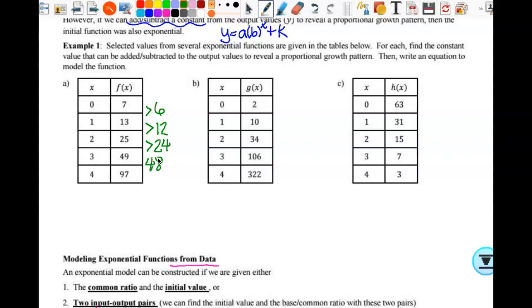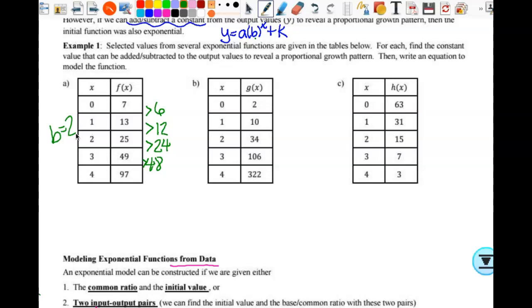Now, do we see a proportional change? Yes. 12 divided by 6 is 2, 24 over 12 is 2, 48 over 24 is 2. So your r value, or in this case, your b value, is equal to 2. Okay, so we got that much. We need a and k.